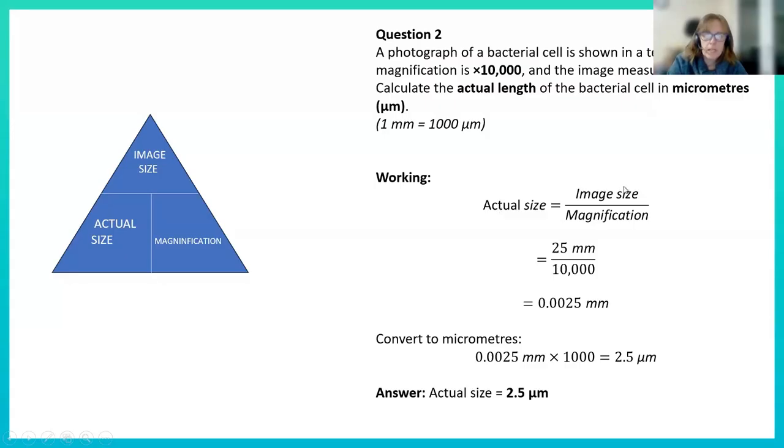Actual size is the image size over magnification. And I'm going to do 25 millimetres over 10,000 because that's given in the question. The image measures 25 millimetres. The magnification was 10,000. And that's going to give me 0.0025 millimetres. And you can convert it to micrometres if you want. And its actual size is 2.5 micrometres.